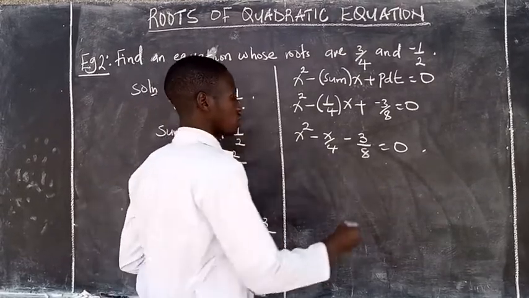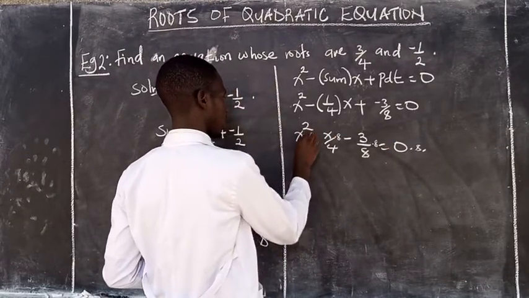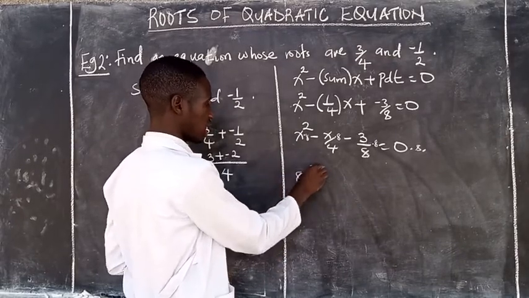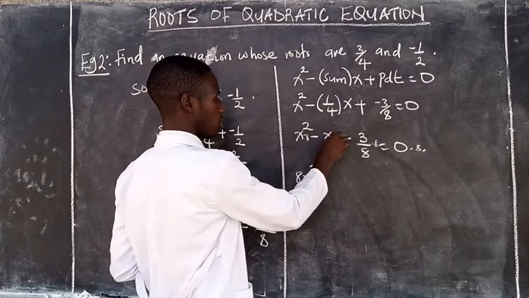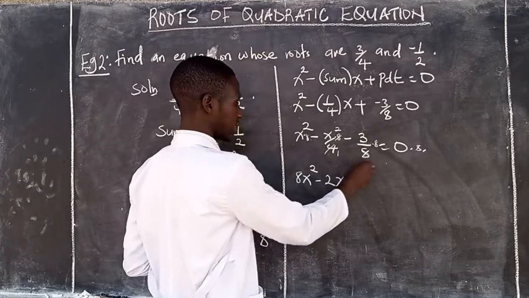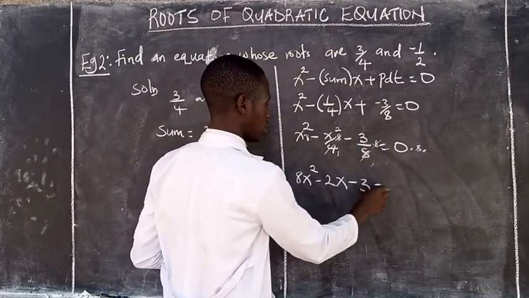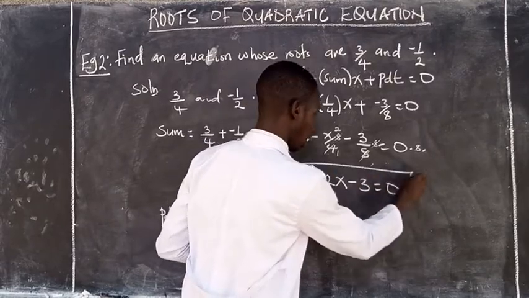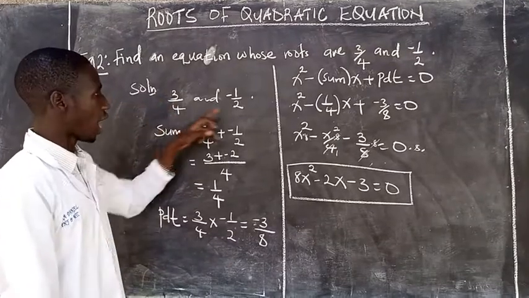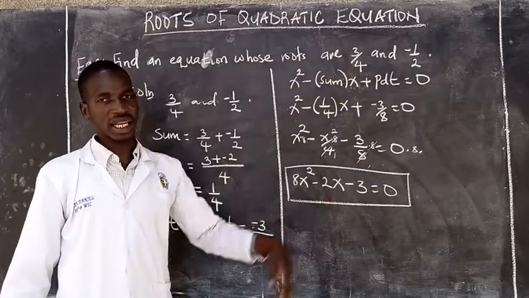So from here, we can make a linear equation by multiplying all through by 8, which is the LCM of 4 and 8. So we multiply this one by 8, this one by 8, this one by 8, this one by 8. So when we do that, we shall get 8x squared here, then by 4 1, by 4 2, so negative x times 2, that is negative 2x, by 8 1, by 8 1, we shall get minus 3 equals 0. So this is the equation whose roots are 3 over 4 and negative a half.